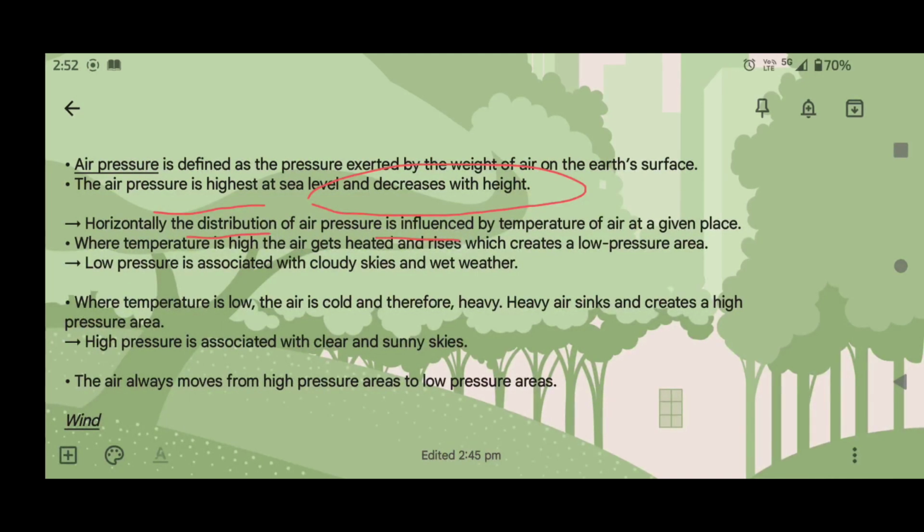Horizontally, the distribution of air pressure is influenced by temperature of air at a given place. Where temperature is high, the air gets heated and rises, which creates a low pressure area. Low pressure is associated with cloudy sky and wet weather.